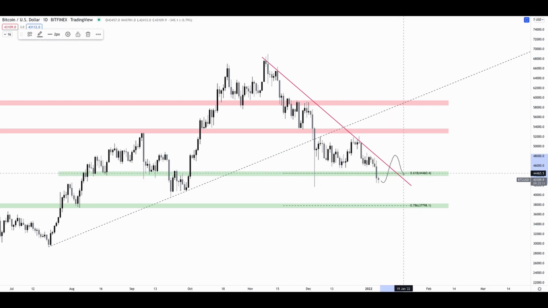If we see some sort of a pullback, that will be a great buy opportunity before we can consider how Bitcoin reacts at these significant resistance lines.